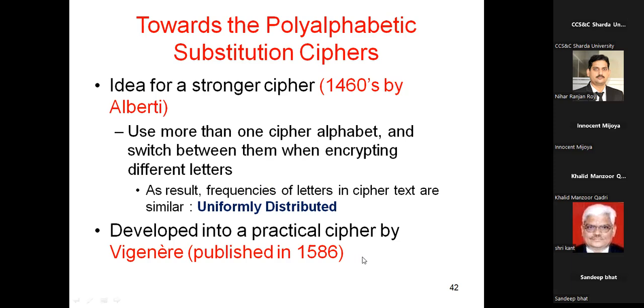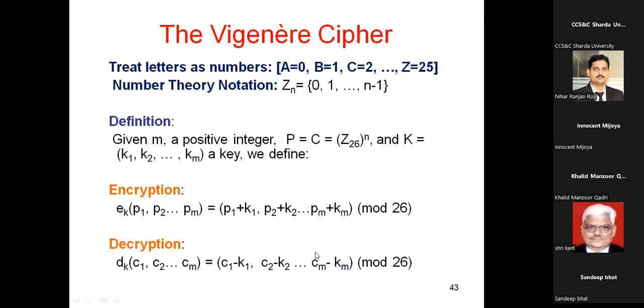It was developed into a practical cipher by Vigenere, published in 1586. Now, the Vigenere cipher. Treat letters as numbers 0, 1, 2, 3, up to 25. Number theory notation: Zn is equal to 0 to n minus 1. Okay, Zn is nothing but 0 to n minus 1.